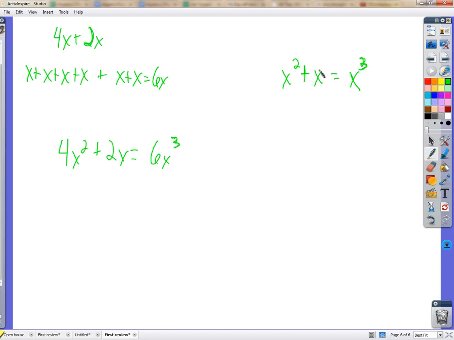But the problem with that comes from just writing it out the way, what it actually means. We have x times x plus another x. That's what this is saying. Okay? A big question mark. Could these be equal?